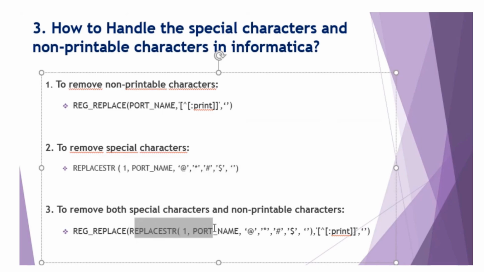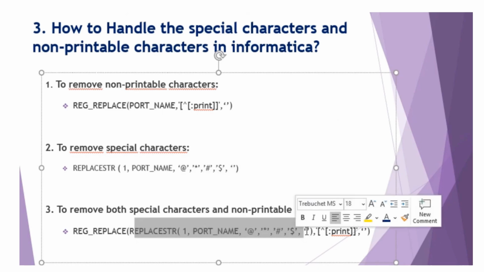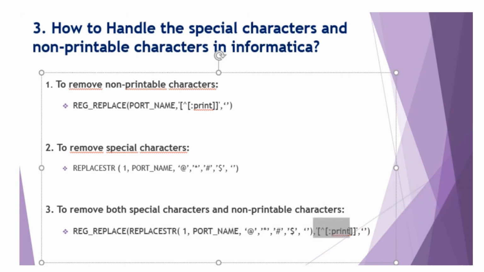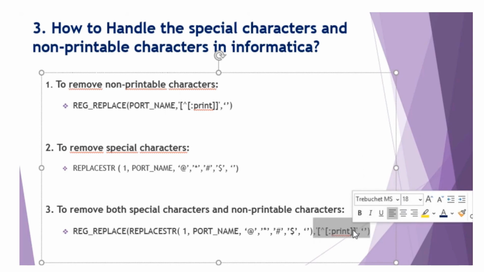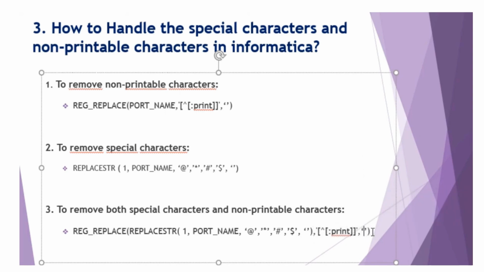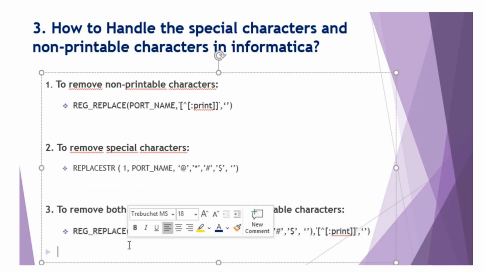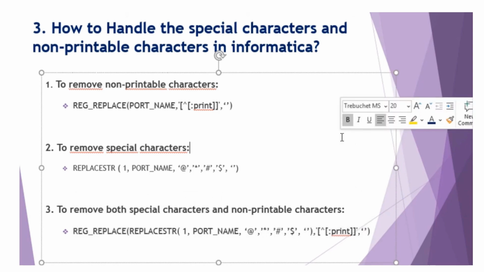Whatever output we get after replacing the special characters, for that output it will again check for non-printable characters. If it finds any non-printable characters, it replaces them with an empty string, and it will pass that result to the next transformation from the expression transformation.